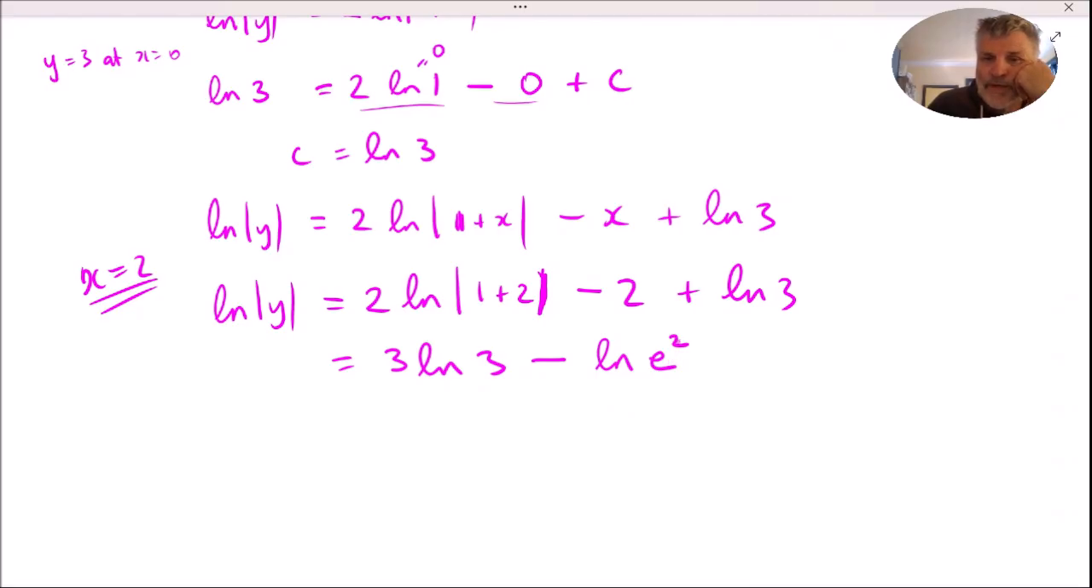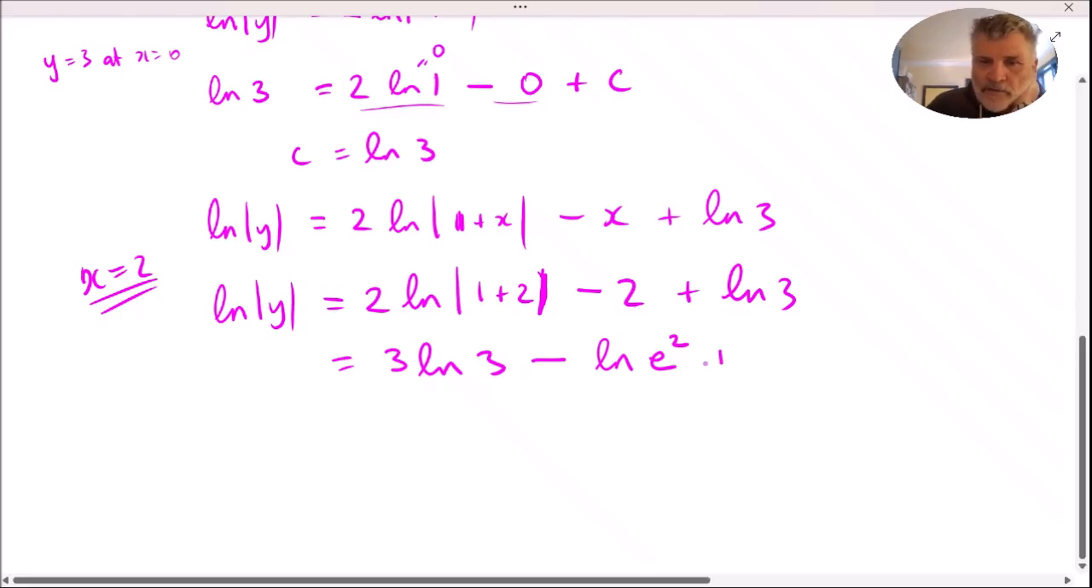So the 2 can go out the front. That's going to be the same there. I've got rid of that log 3. And using our rules of logarithms, we can make this a power. So this is the logarithm of 3 to the power of 3, which is 27, and make this a division, e squared.